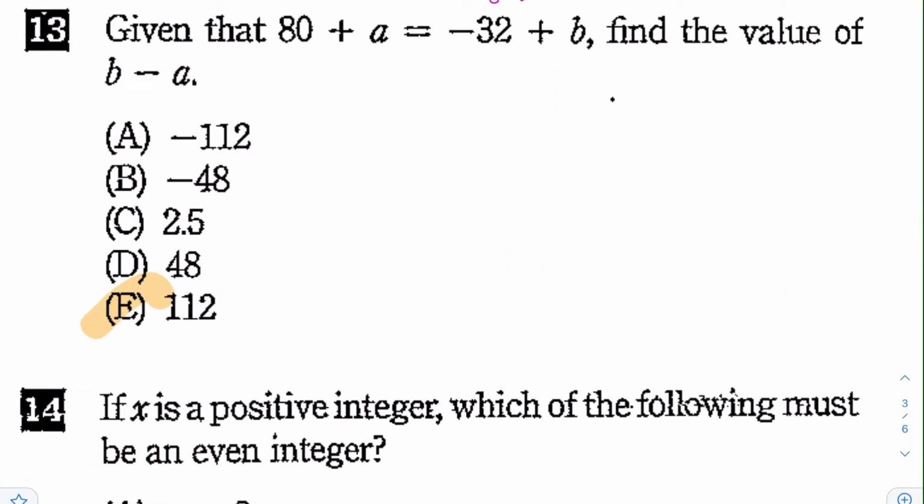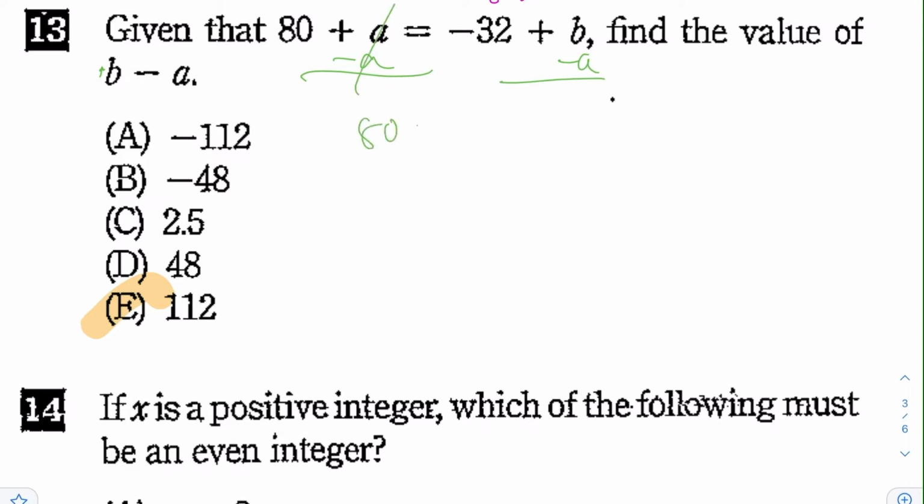Next, for number 13, given that 80 plus a is equal to negative 32 plus b, find the value of b minus a. So to get b minus a, you want to make sure you have positive b, which is here, and you want to make sure a is negative. Now a is over here and it's positive, so to make that negative, you can subtract a from both sides.